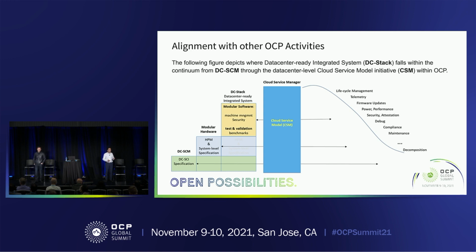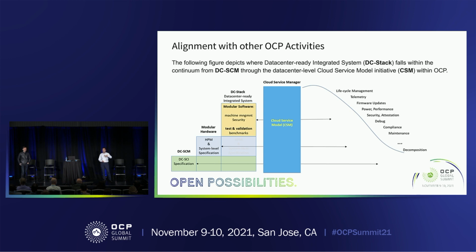We started with defining a secure control module. That was the heart of the motherboard that 2 years ago we took out of the motherboard, separating DC-SCM from HPM, the host processor module. The interface was defined, called DC-SCI. That was the specification, and we have contributed that to OCP. 1.0 is released, and people are working on 2.0. Tomorrow, there are 2 sessions on that.